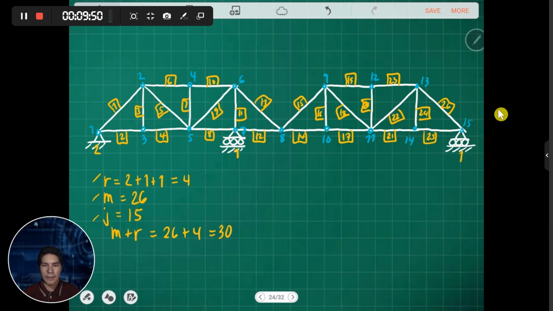So we have 2 times joints, that is 2 times 15, so a total of 30. So therefore the degree of indeterminacy is 30 minus 30, so we have 0 degrees, so this is determinate.